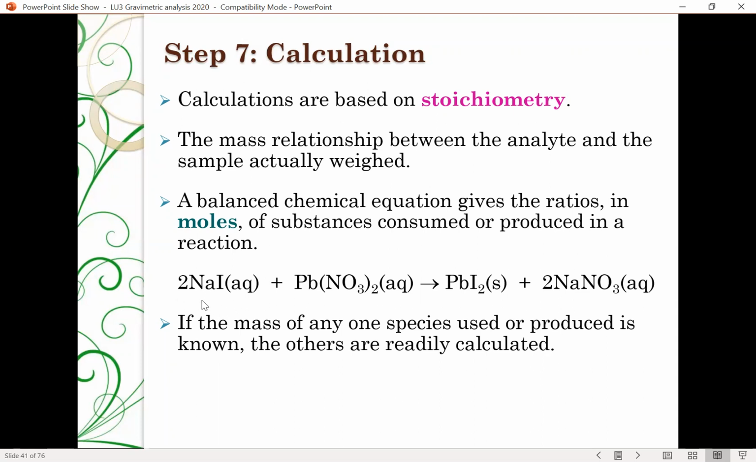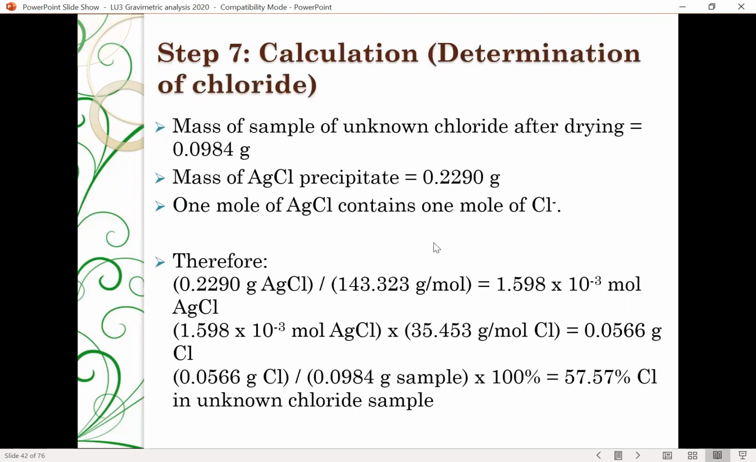Let's say we have a reaction between NaI and PbNO3, we get PbI2 and NaNO3. When we balance the equation, we have the coefficient for all the products and all the substances that are being used in the reaction. So if the mass of any of the species used or produced in a gravimetric analysis is known, the others are readily calculated. Let's look into the first example for precipitation gravimetric analysis calculation.